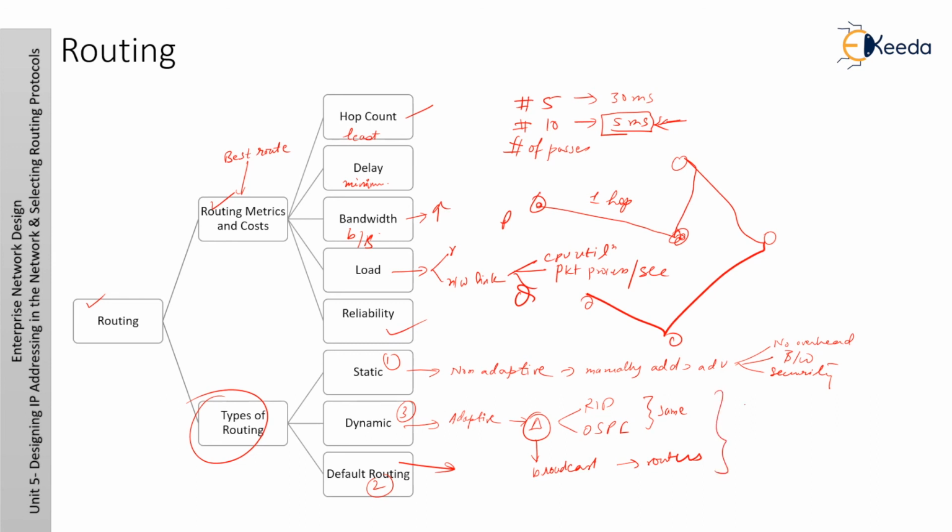Advantages of this are that it is easier to configure, and it is more effective in selecting the best route in response to a change in the condition or topology. Disadvantages: it is more expensive in terms of CPU and bandwidth. It is less secure as compared to default and static routing.